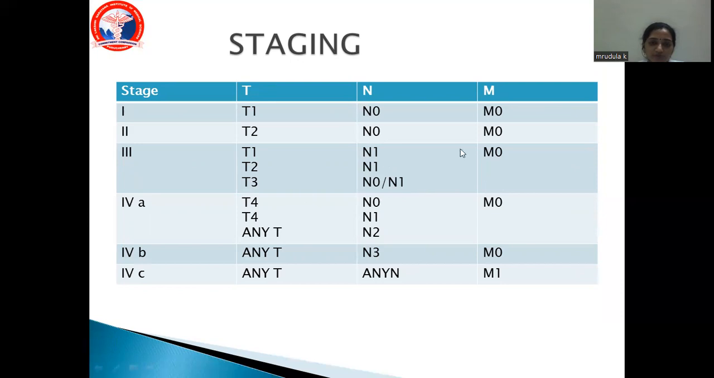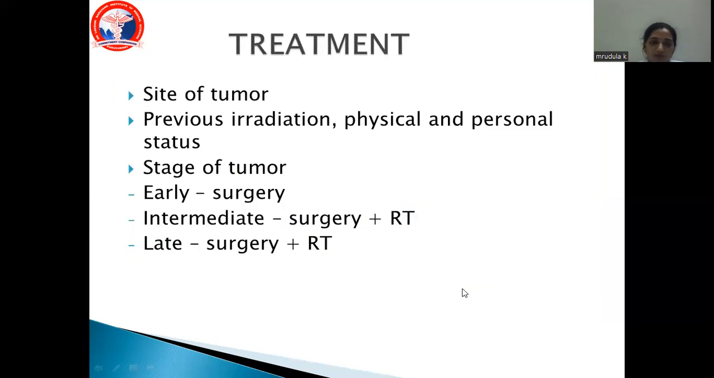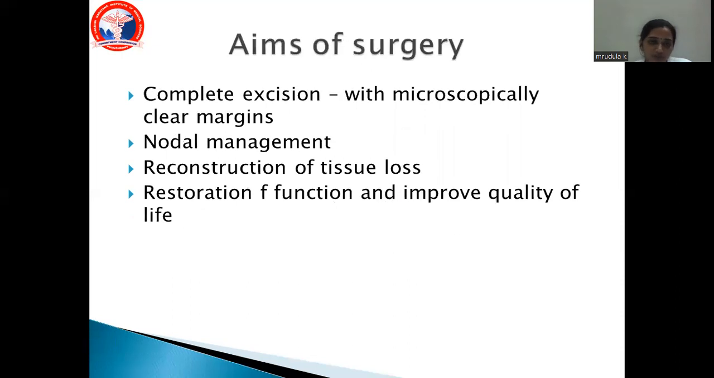So involvement of nodes is stage 3. N1 nodes is stage 3, N2 nodes is stage 4A, N3 nodes are 4B, and metastasis is 4C. So treatment depends on the site of the tumor, presence of previous radiation, history, and personal status, and stage of the tumor. Early stage, we have to go for surgery. Intermediate stage, surgery plus radiotherapy. Late stage also, we can go for surgery plus radiotherapy.